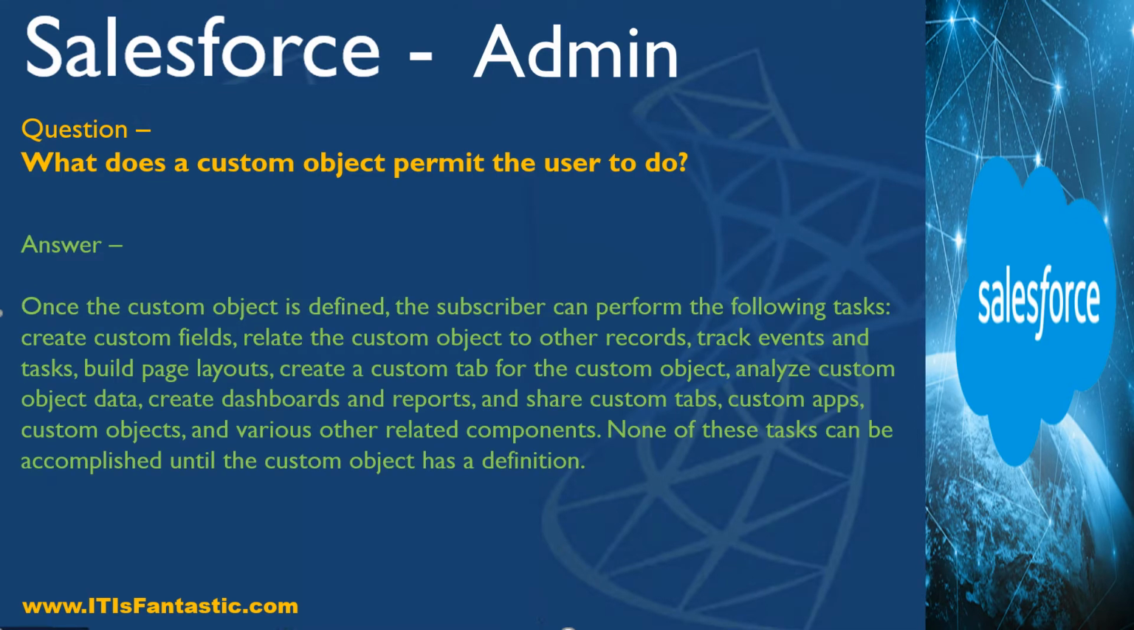What does a custom object permit the user to do? Once the custom object is defined, the subscriber could perform the following tasks: create custom fields, relate the custom object to other records, track events and tasks, build page layouts, create a custom tab for the custom object, analyze custom object data, create dashboards and reports, and share custom tabs, custom apps, custom objects, and various other related components.